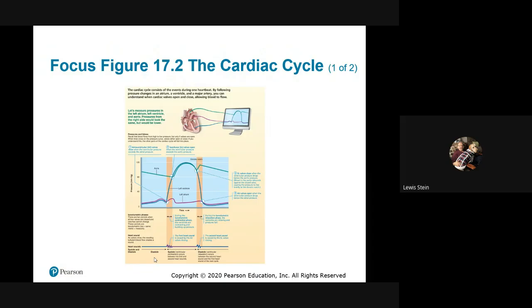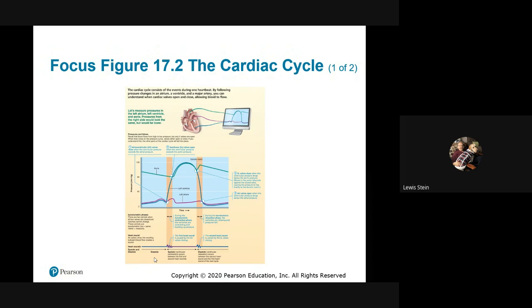Pressure goes up and up. The bigger part of the pressure goes up and up. This is pressure, not volume. So red is the pressure of the atria. It stays pretty consistently low. Pressure in the ventricles increases. Then you can begin to see that increase. You can see how it drops, kind of like a bell curve.